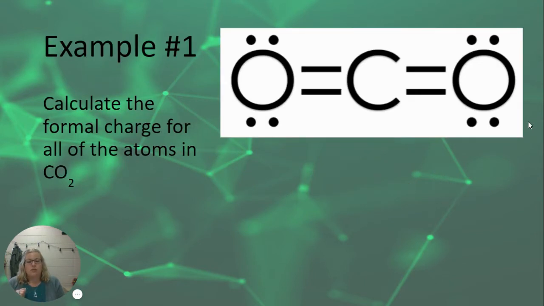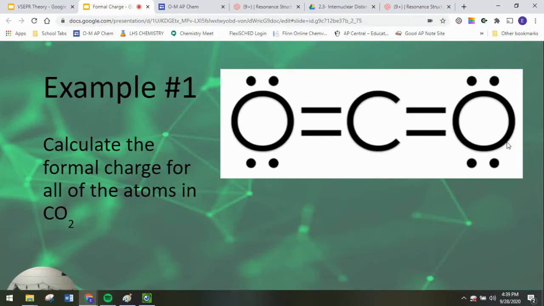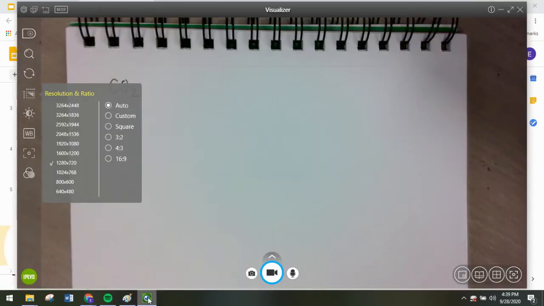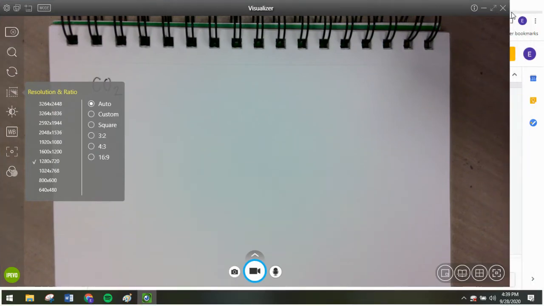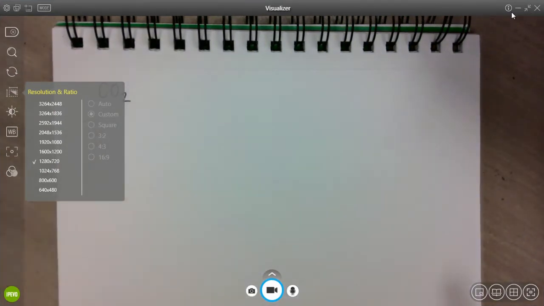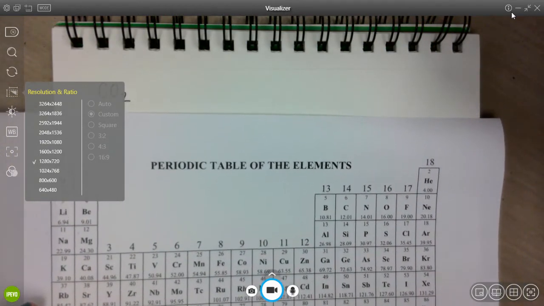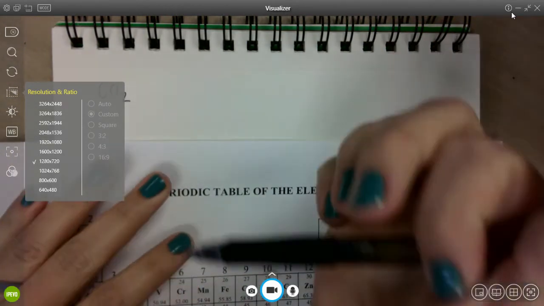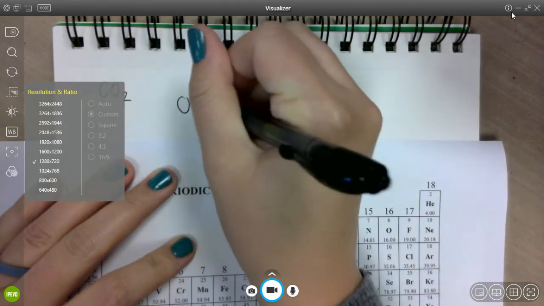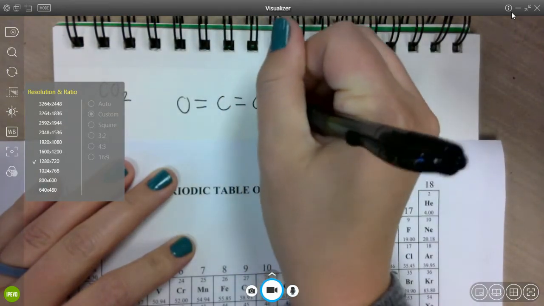I'm going to ask you to calculate the formal charge for all of the elements in carbon dioxide. So we are going to go through that, and I will work together with this example for you. So you just have to give me a minute here so I can get my doc cam up. So we've got CO2. Let me get my periodic table. And so the first thing that we need to do is we need to take a look at the Lewis structure. Now, sometimes you'll have to draw it. I gave you the Lewis structure for CO2.